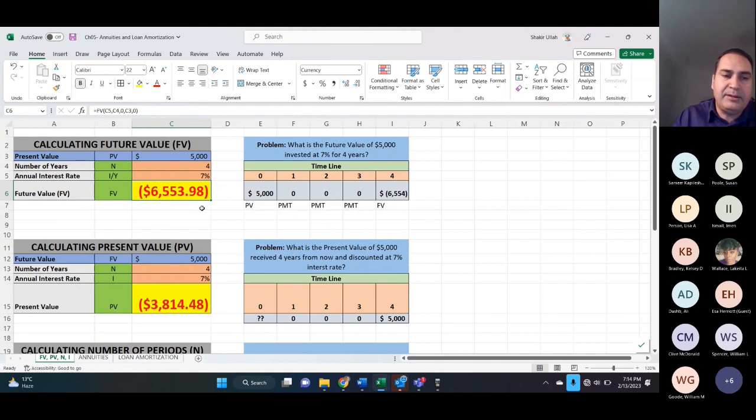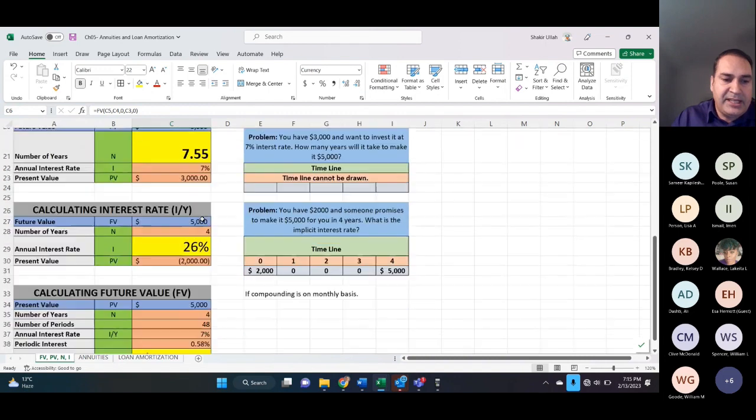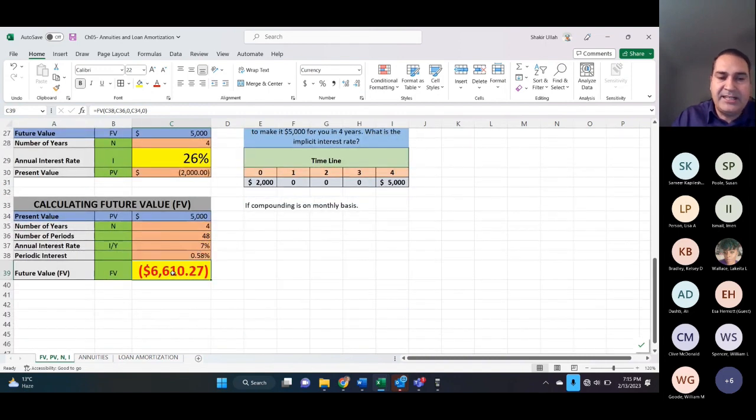But if everything else is the same, but the bank says I'll be doing the compounding on a monthly basis, then look at the difference: 6,553, and here 6,610. So almost $63 more. You will be paying $63 more just because the bank is doing compounding on a monthly basis. So that is another trick, and these amounts become astronomical when you are borrowing for a long period of time. Any question on this?